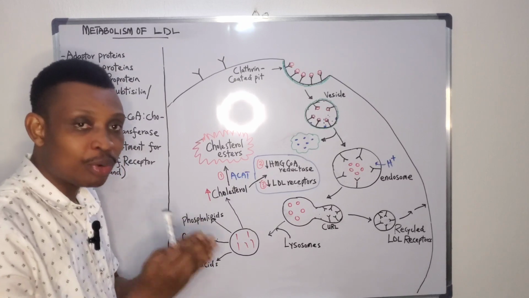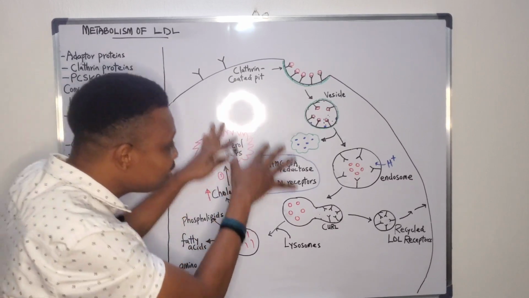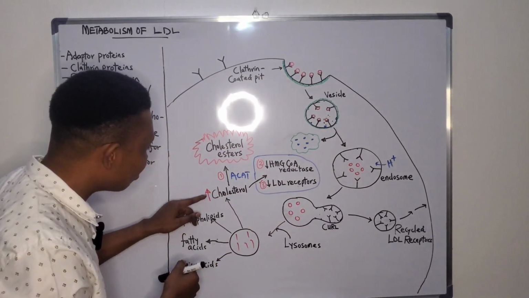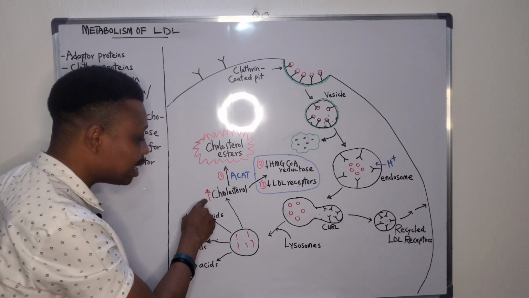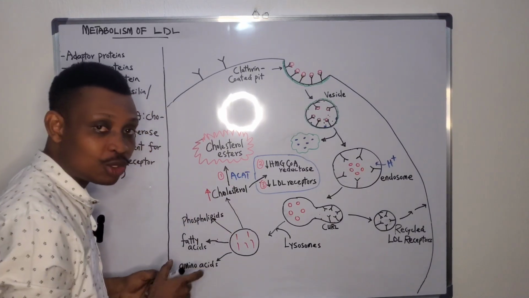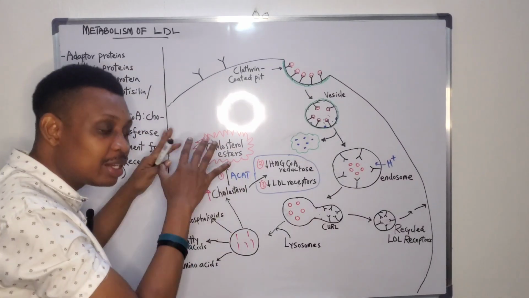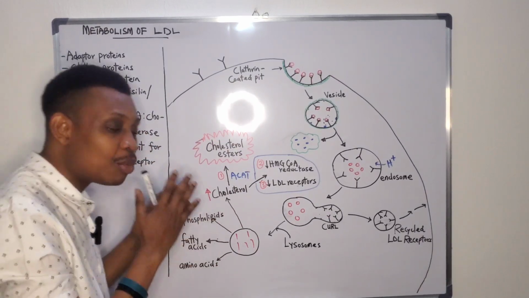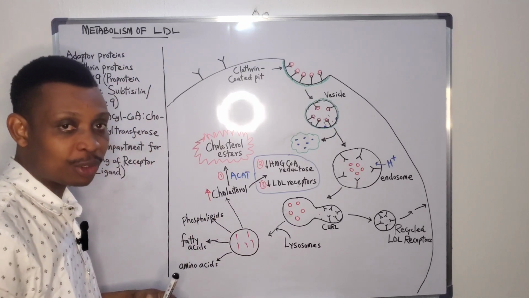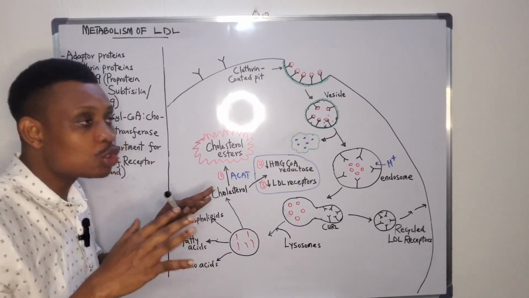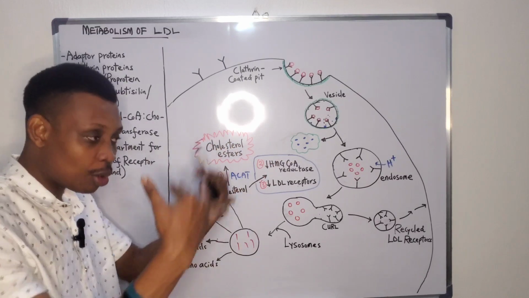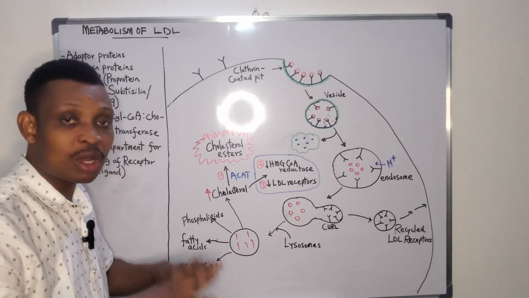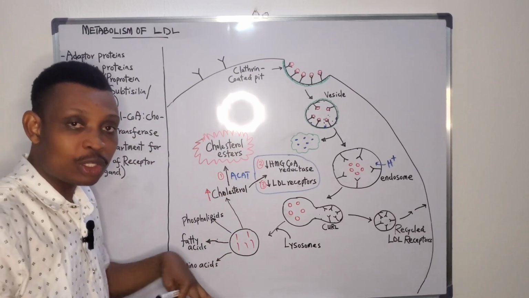And then when it gets to a point where the amount of cholesterol inside the liver cell is enough or is high, you can see this sign shows an increased concentration of cholesterol. Once there is an increased concentration of cholesterol in the liver cells, there must be a feedback inhibition to say that we do not want more cholesterol to come into the cells. What we have is enough. And so we do not want more cholesterol to come into the cell.